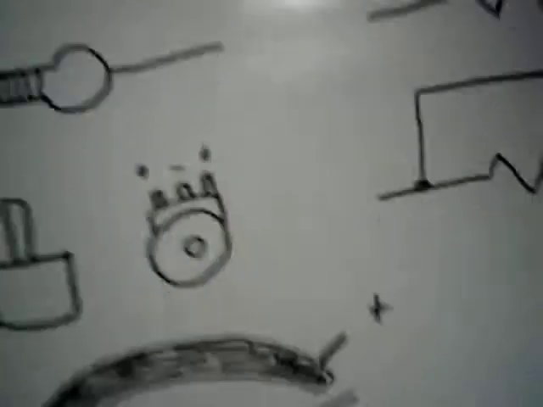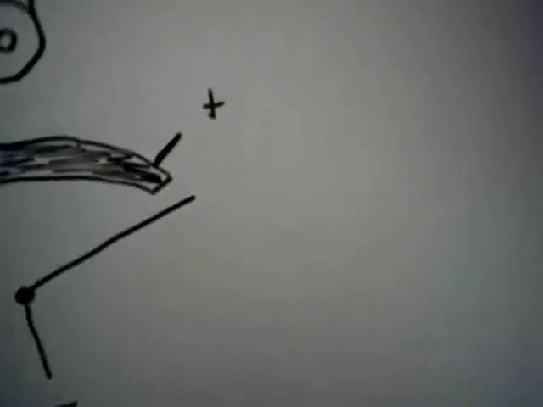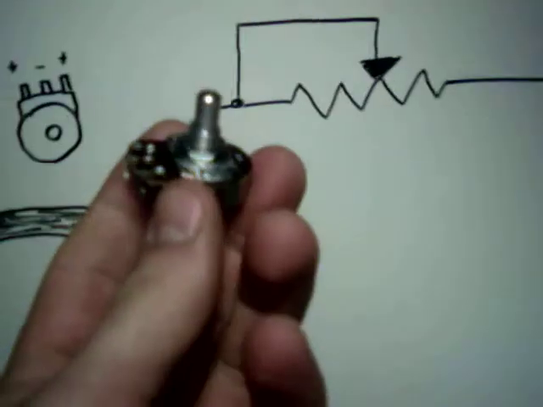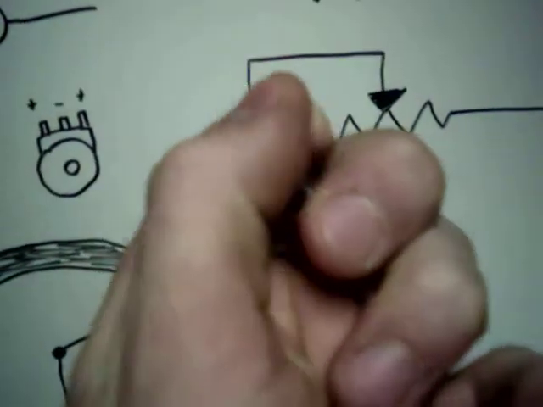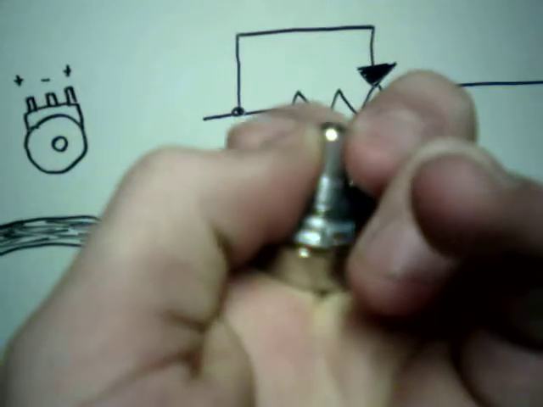And here, let me show you. This is what one actually looks like. Usually they'll have actual knobs that you put on here, so it's easier to spin. You want to know how one works? I bet you do.